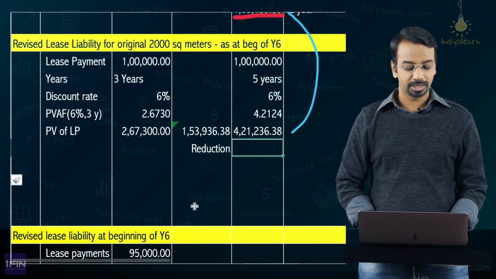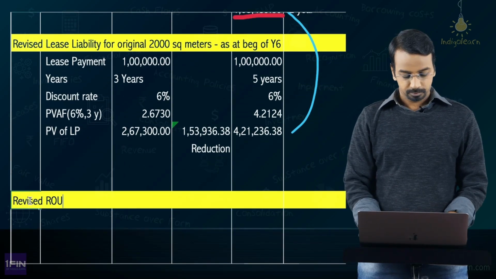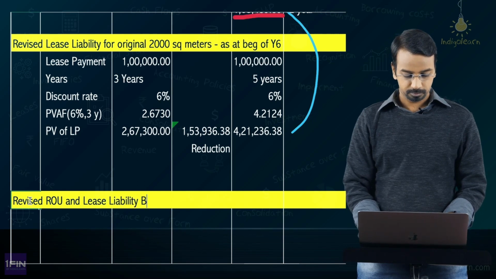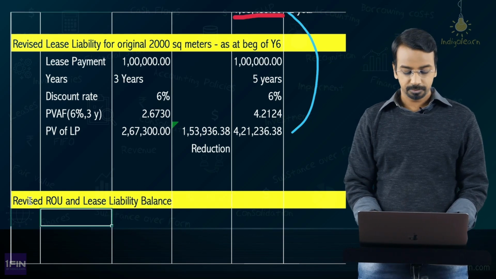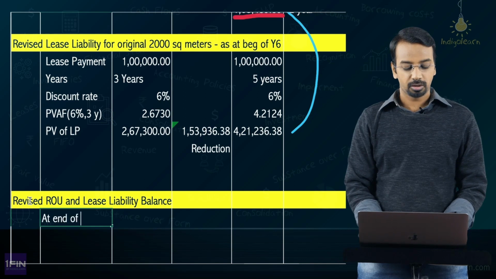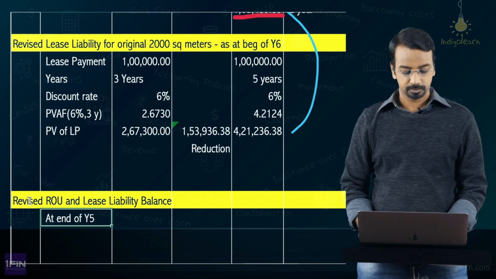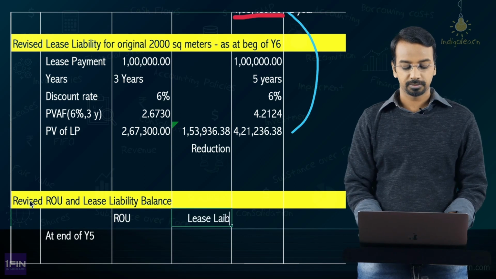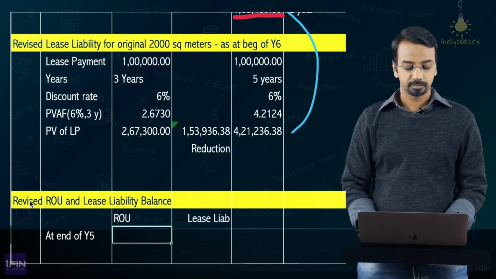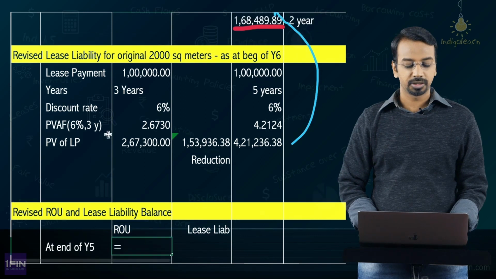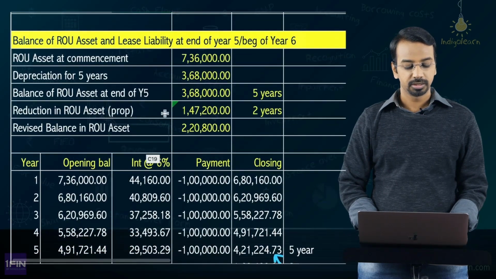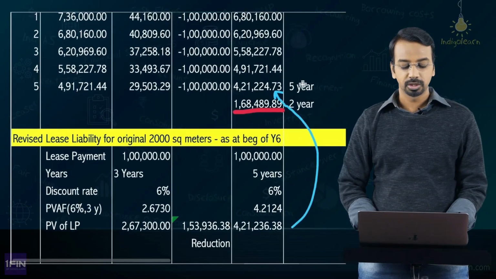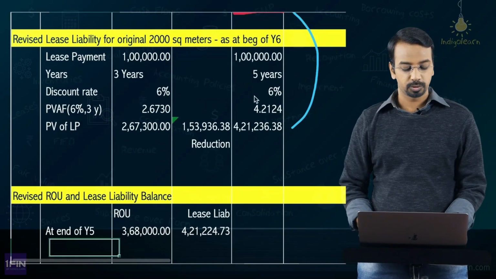So let us summarize here. At the end of year 5, what is the ROU asset and what is the lease liability? We had calculated it here: the ROU asset at the end of year 5 was 3,68,000, and the lease liability was 4,21,224.